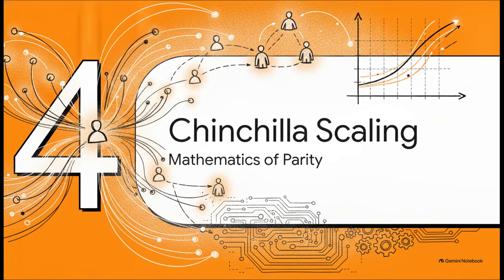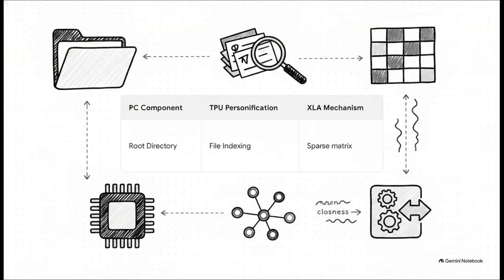Next up, Section 4, the chinchilla scaling law. Looking at the mathematics of parity. Okay, so here we can see how traditional PC architecture translates directly into pure algebraic operations.